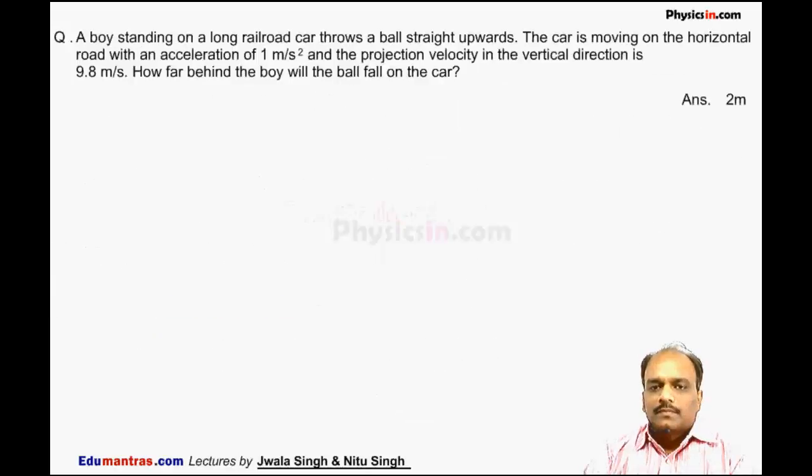Now next question. A boy standing on a long railroad car throws a ball straight upward. The car is moving on a horizontal road with an acceleration of 1 meter per second square, and the projection velocity is in the vertical direction, and it is 9.8 meter per second. How far behind the boy will the ball fall on the car?